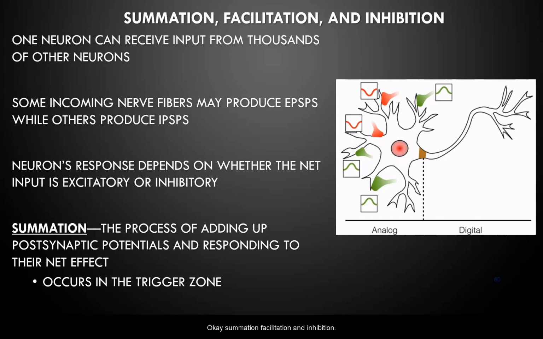Okay, summation, facilitation, and inhibition. So one neuron might be receiving input from thousands of other neurons. Some incoming nerve fibers could produce EPSPs, and others could produce IPSPs. And so that neuron's response basically depends on adding up the EPSPs and IPSPs and seeing which wins, excitatory or inhibitory. So summation, like I said, is the process of adding up those potentials and responding to the net effect. And this occurs in the trigger zone.